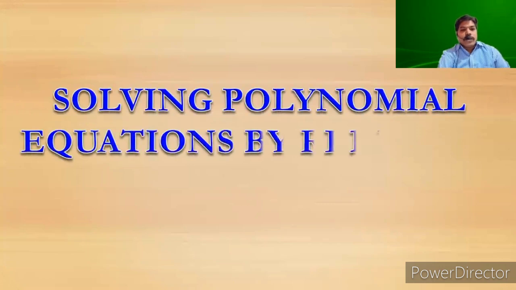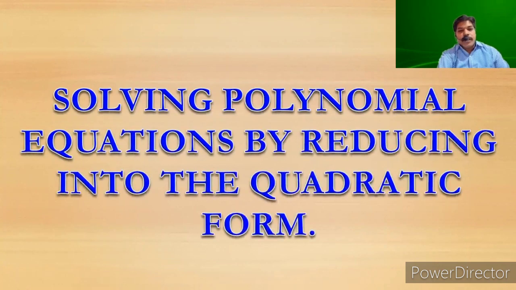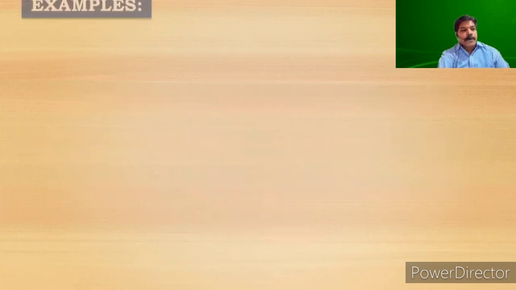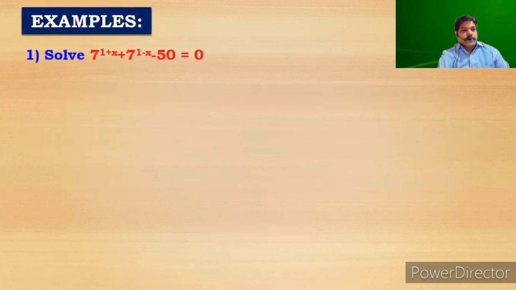See students, today we are going to solve polynomial equations by reducing them into the quadratic form. See some examples of how to solve these questions. See the first question. Solve 7 power 1 plus x plus 7 power 1 minus x minus 50 is equal to 0.